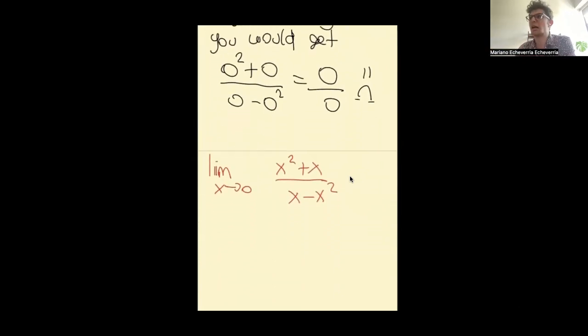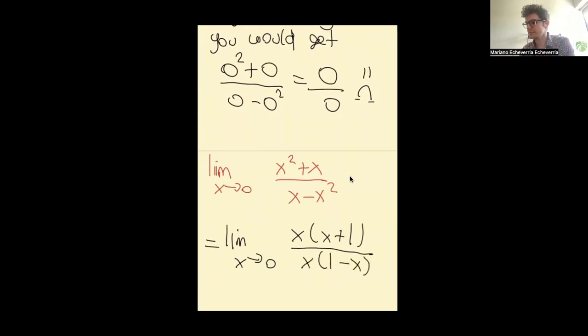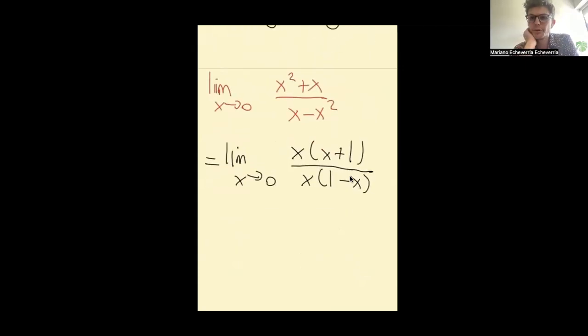So, for example, here you have to think, well, let's factorize an x, because there's an x that you can factor out both in the numerator and the denominator. So this becomes x times (x plus 1) over x times (1 minus x). So far, so good, everyone with me here?